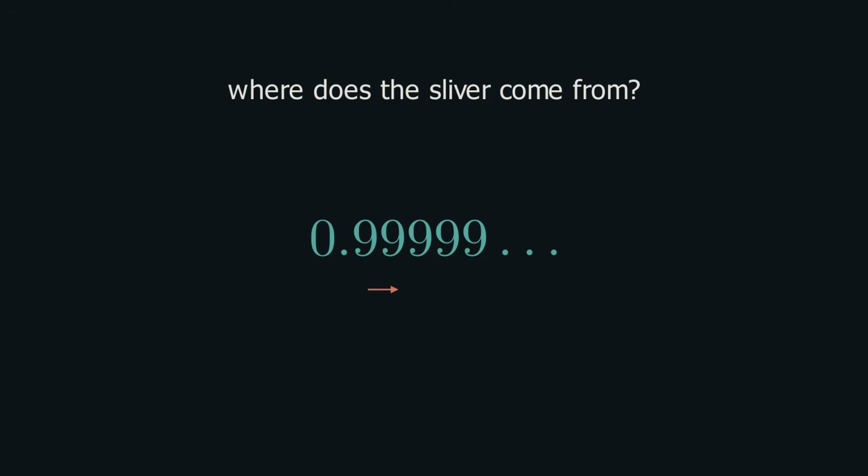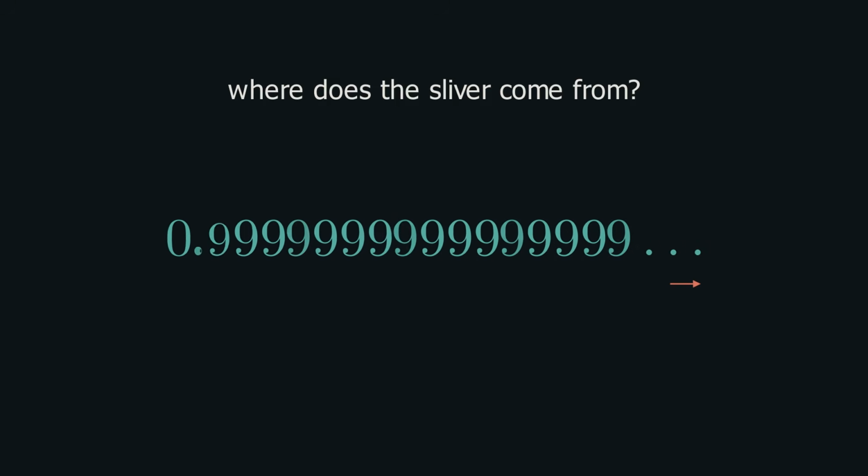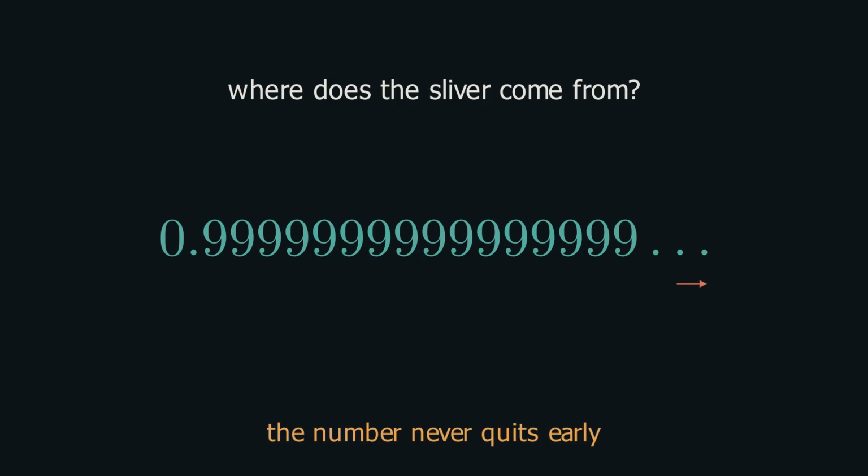But there is no last 9. Go and hunt for it. Whatever 9 you point to, there's another one already behind it, and another, with no end to arrive at. The leftover sliver lives at every place where you quit early. 0.9 repeating is the one object that never quits early. So the spot where the sliver would sit is a spot the number simply never visits.